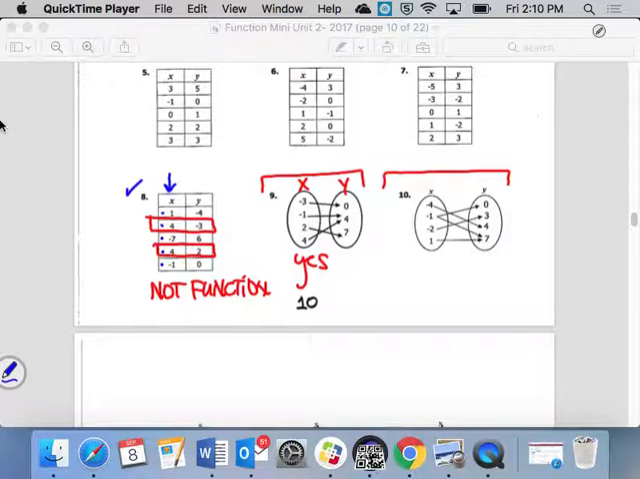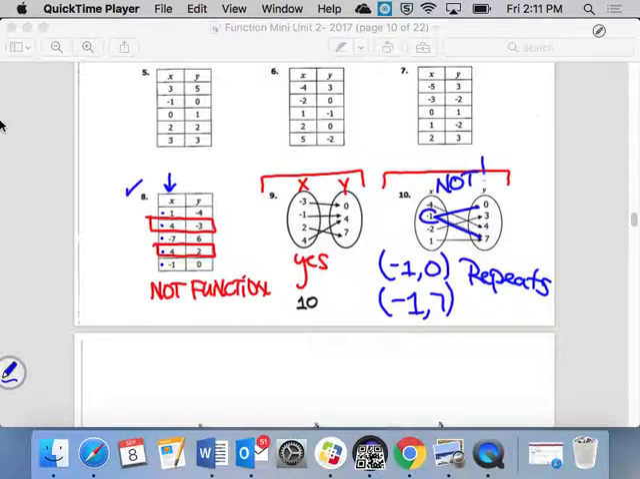Compared to number 10, look at -1. -1 has 2 arrows stemming from it, which means that the first time -1 occurs, it occurs with the point 0. That's one ordered pair. The second time -1 occurs, it occurs with +7. So that means that I have repeating x values. X repeats. So number 10 is not a function.